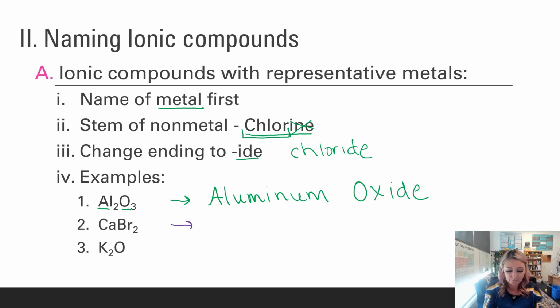The next one, we're going to start. That first element is a metal. Is it a transition metal or is it a representative metal? And it is a representative. It is group A. So we'll find out why that's important soon, but I just want you to start saying this in your mind before it gets too tricky. So we name the metal as is. Ca is calcium. And we look at our nonmetal. Br is bromine, and we change the ending to bromide.